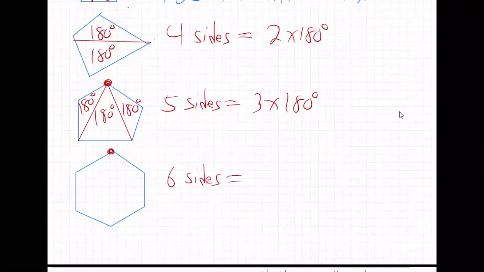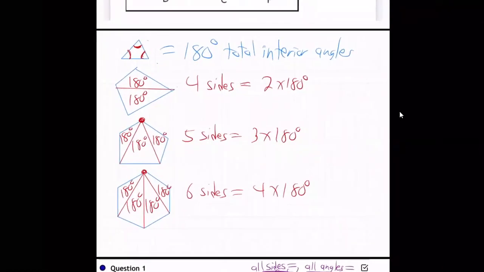Again, let's fill in the diagonals. From one point, you just start making triangles. So you're getting the idea. There's 180 in each of these triangles. So 6 sides is 4 times 180, etc. So you see the pattern now, right? I hope you see the pattern.